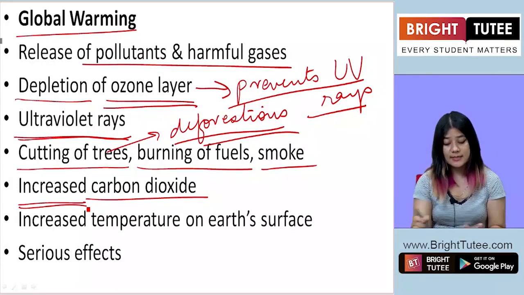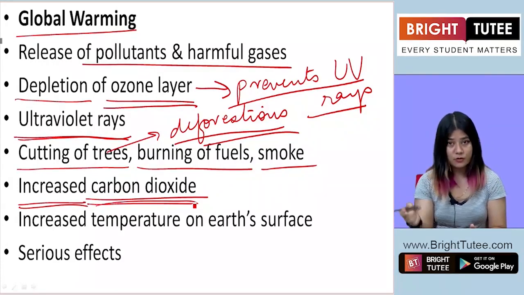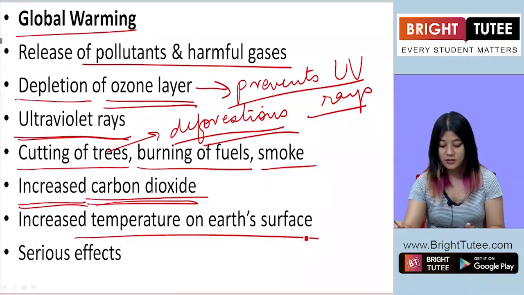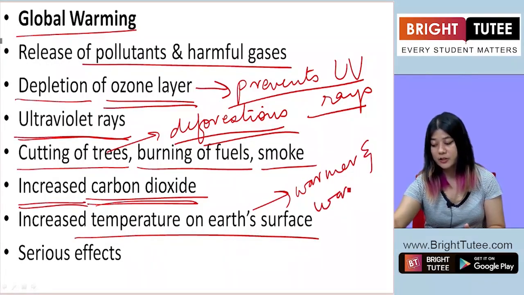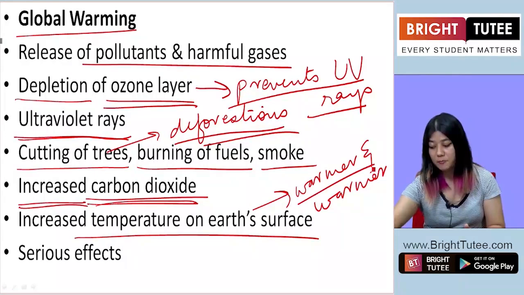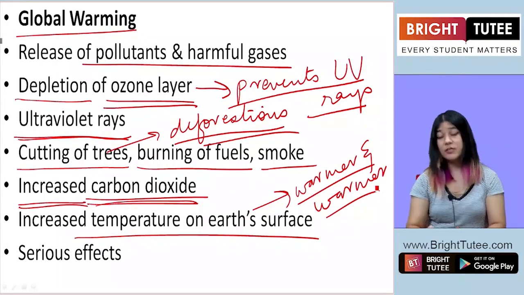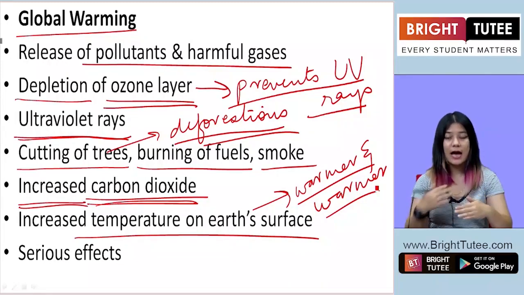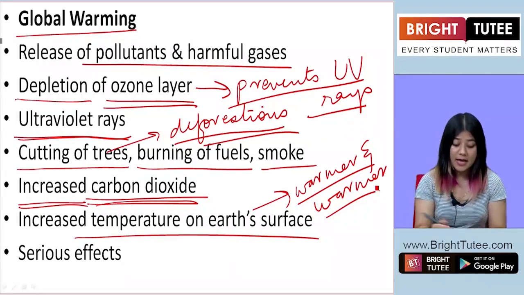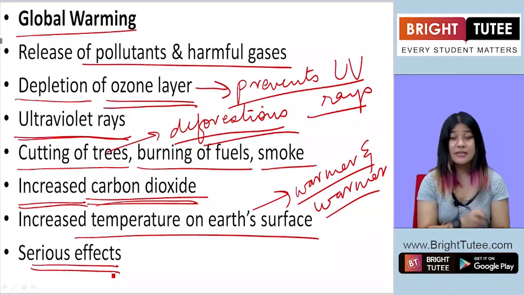With the increase in carbon dioxide in the atmosphere, in the air, it increases the temperature on the Earth's surface. So that means the Earth becomes warmer and warmer each year or each month. Okay? Now the Earth's surface cannot get warmer indefinitely. There is a limit, okay, after which it cannot get warmer. And if it does, it has serious effects.